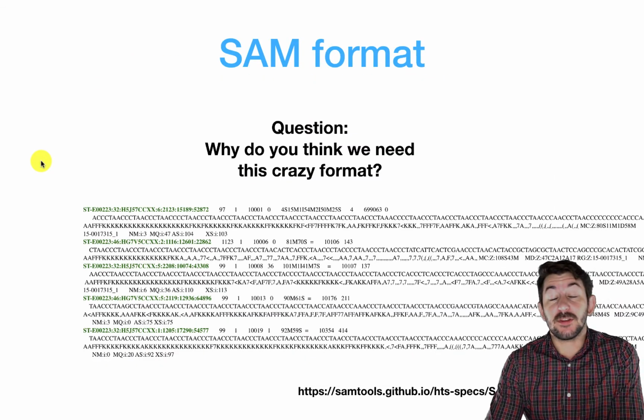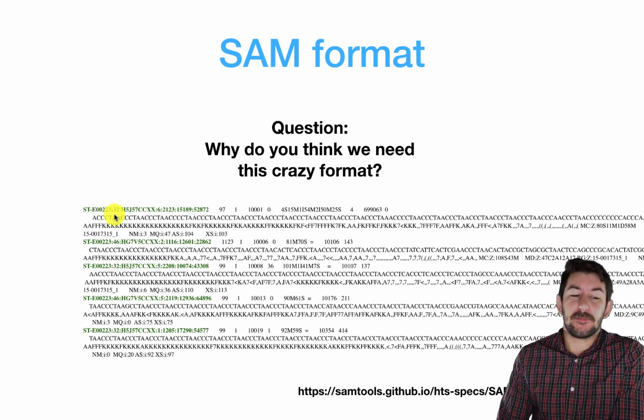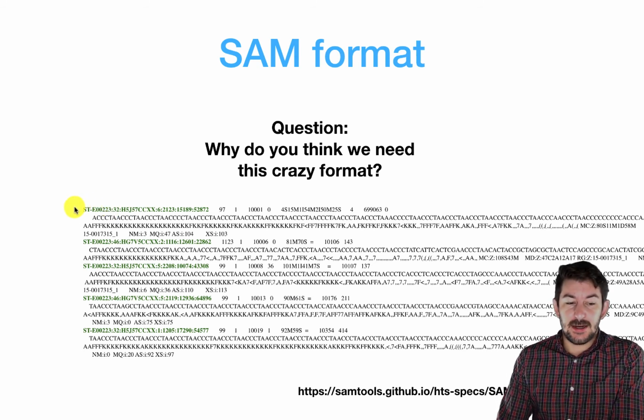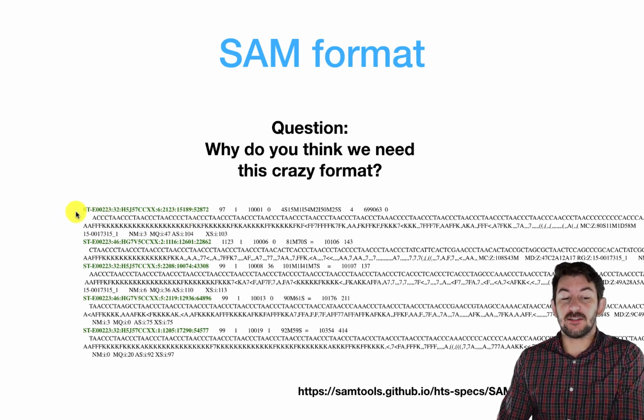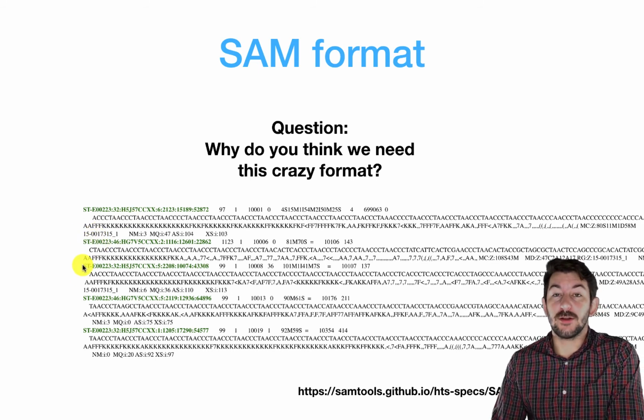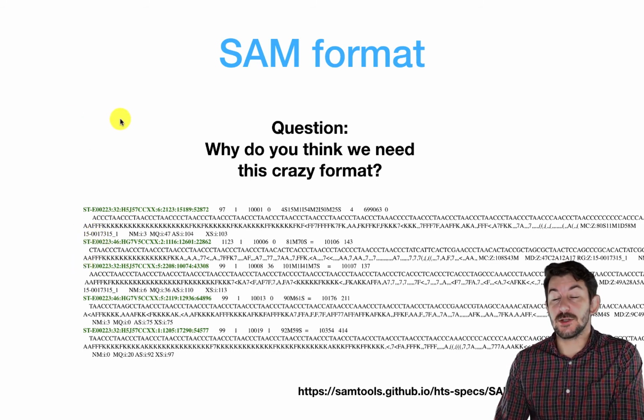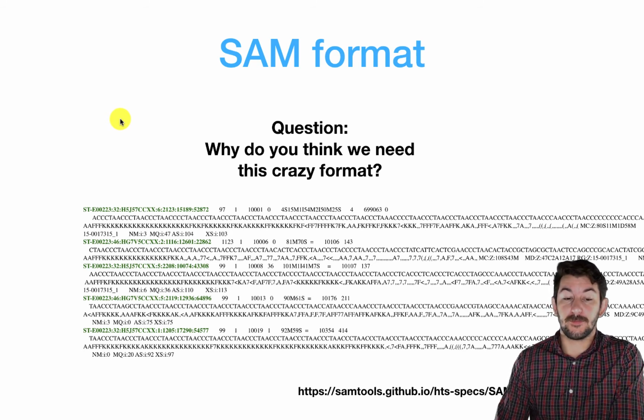Okay, and this is what the SAM format looks like. Every entry is basically one line. It's wrapped around here, so I've designated the start of each line with green here. And so this is all one big SAM line, and you're going to have one of these for every single read in your alignment or read mapping.